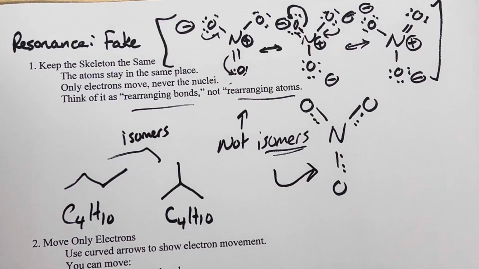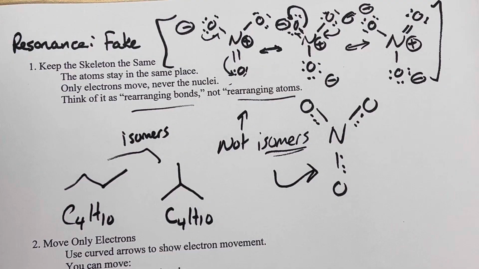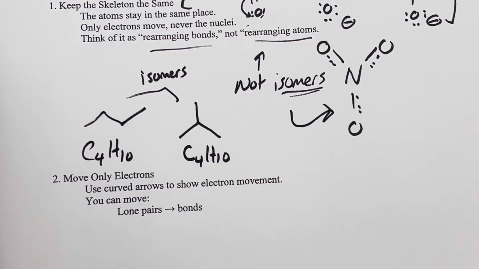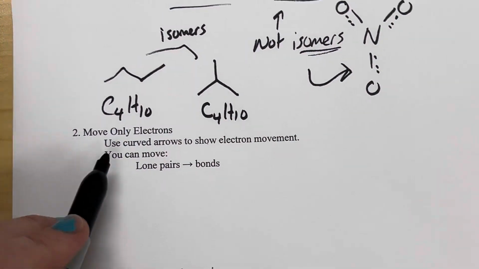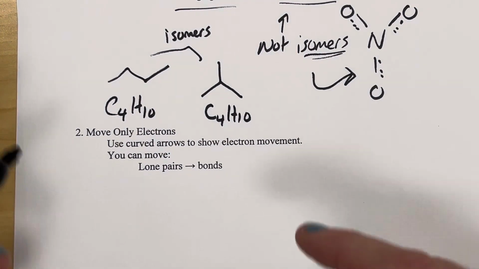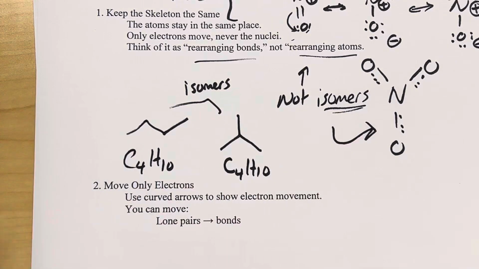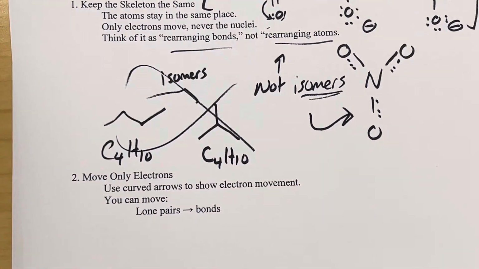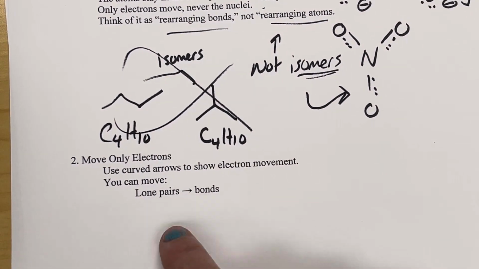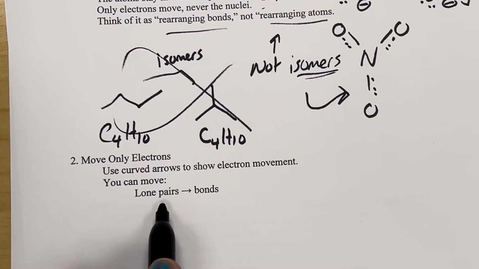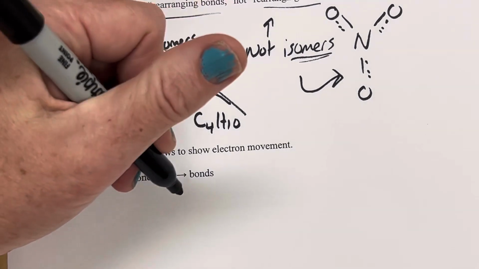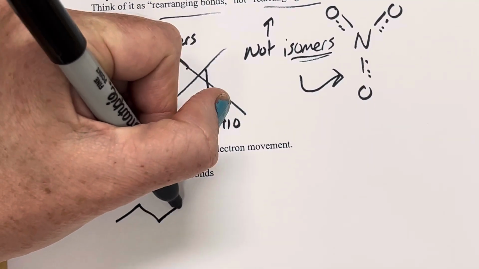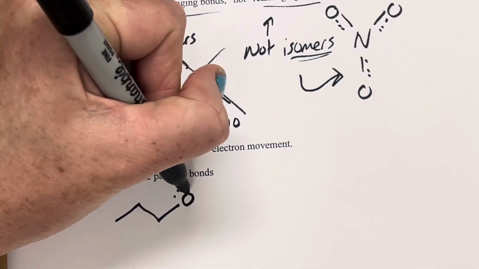All right, let's get into some rules. So when you're drawing resonance structures, you can only move electrons. Right? You can only move electrons. You can't move atoms around. Like over here, this was different with atoms, so that is not a resonance structure. Let's talk about a few different examples. So you can move lone pairs, and turn them into bonds. So let's say you have something like this molecule.